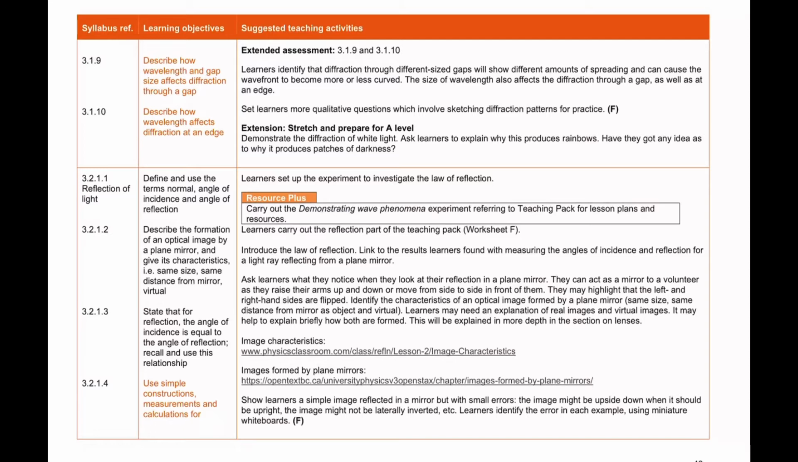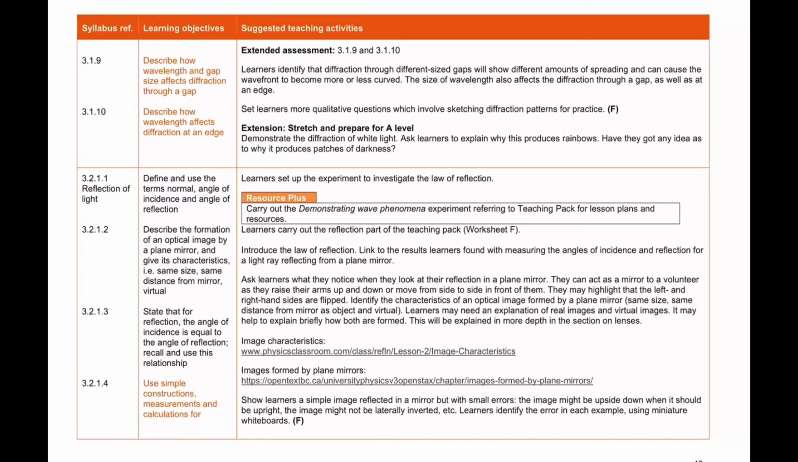Key concept 3.2.1.1: Reflection of light. Learning objectives. Define and use the terms normal, angle of incidence, and angle of reflection. Describe the formation of an optical image by a plane mirror and give its characteristics, i.e., same size, same distance from the mirror, virtual. State that for reflection, the angle of incidence is equal to the angle of reflection. Recall and use this relationship.